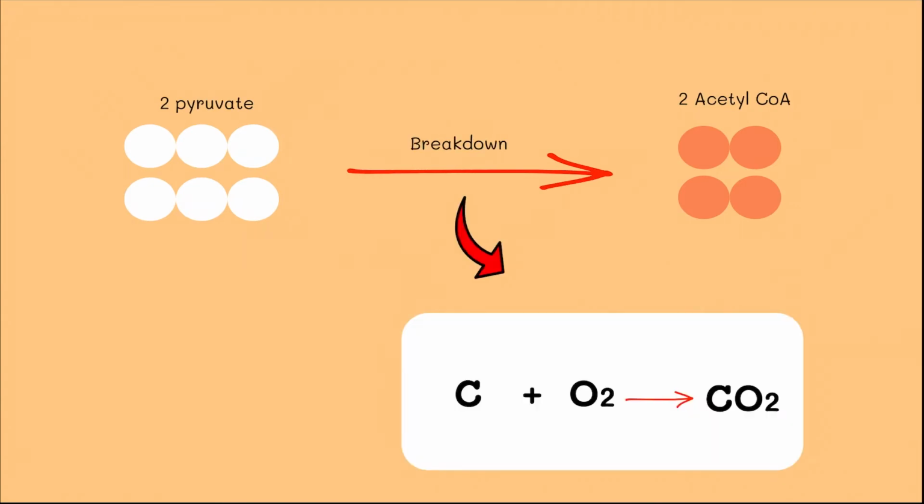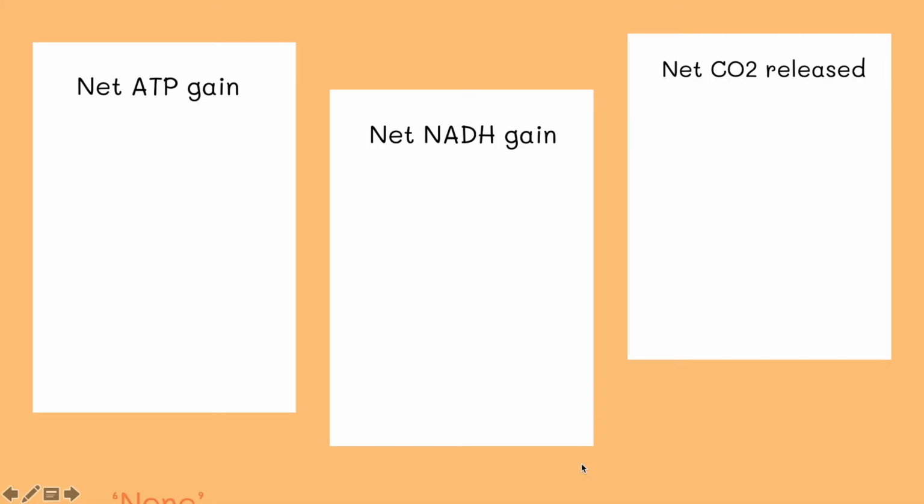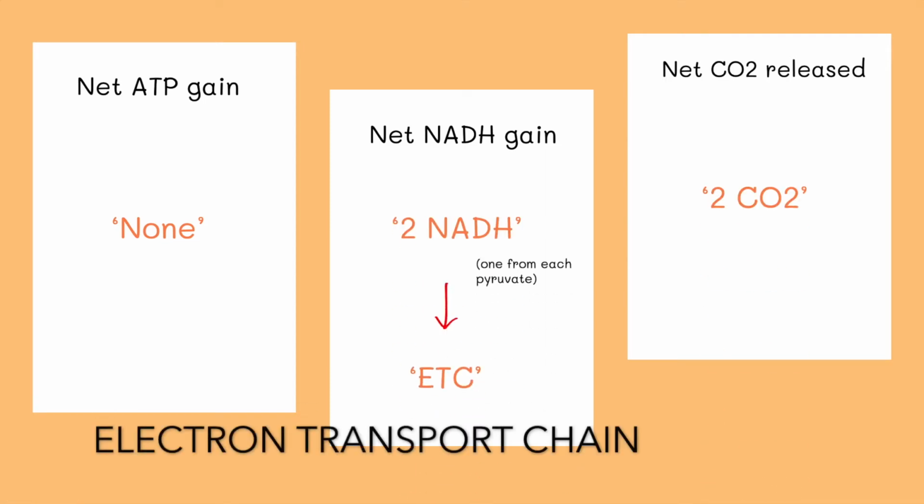The 3 carbon compound is broken down. 1 carbon is released out of the body as carbon dioxide, leaving a 2 carbon compound, acetyl-CoA, that is attached to coenzyme A. There is no ATP produced, and 2 NADH are gained during this step. These 2 NADH will go to the electron transport chain. 2 carbon dioxide molecules are released.